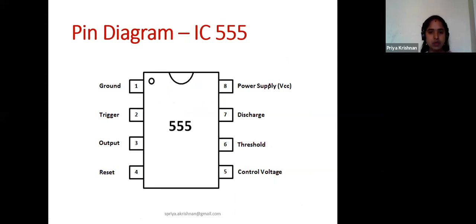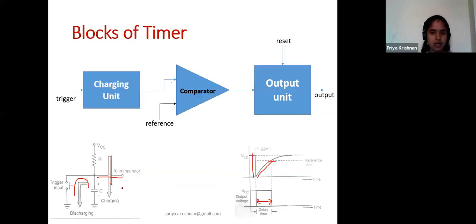So now we have come to the pin diagram of IC 555. This is also a very simple IC. It is an 8-pin IC where I have one ground and one power supply. Then, taking you to the previous slide, I have a trigger input, a reference input, a reset, and then one output. So 3 inputs here and one output.